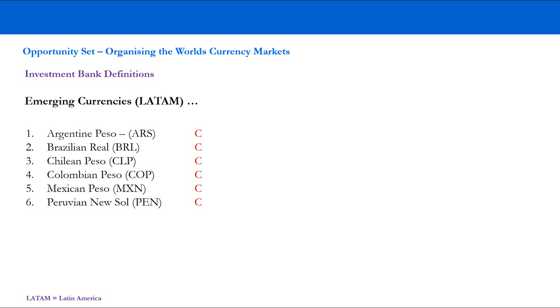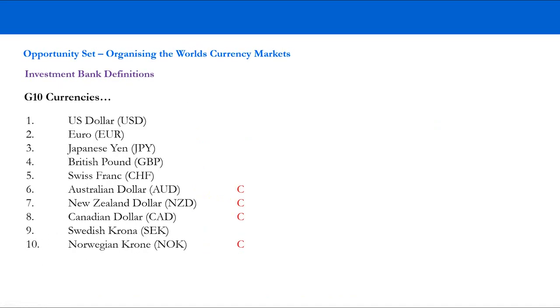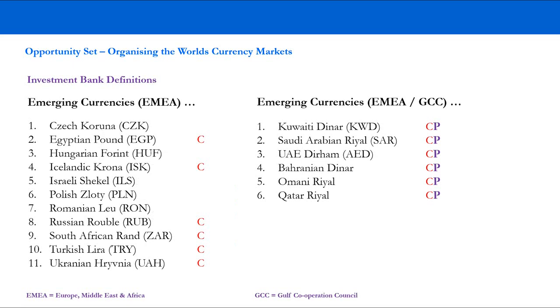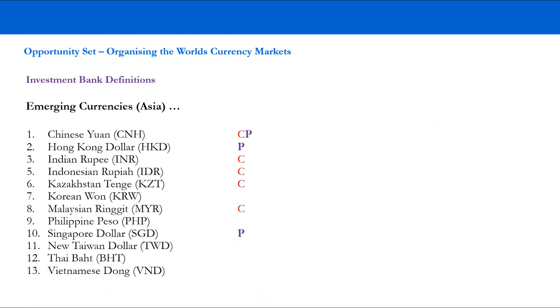When we go into emerging currencies in Latin America, we can see that all Latin American currencies have some sort of dependency on commodities. And what we also notice is that there's no P's here next to our letter C's. So they're commodity dependent, but they're not pegged. They're actually floating. So when you go through the list here, you'll be able to see that anything that doesn't have a P is actually a floating regime, and anything that does have a P is a pegged regime.